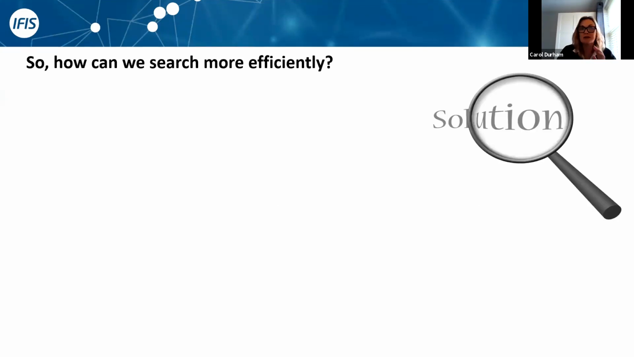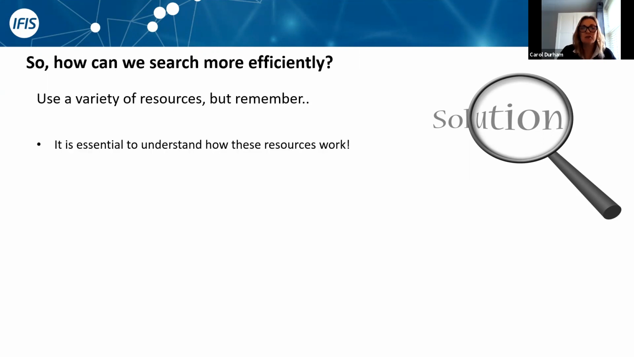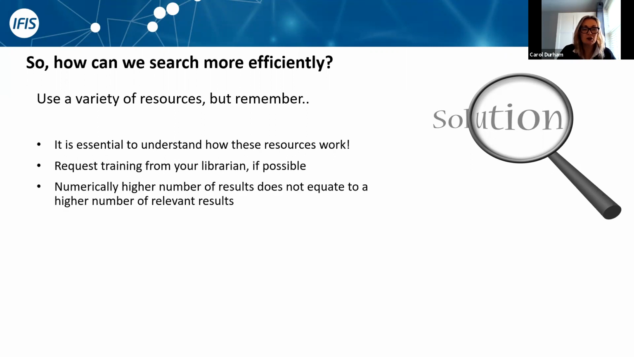So how can we search more efficiently? Well, we can use a variety of resources. We don't all have to use one particular tool, but we need to understand how the resources work. It's good to know that different search tools return different types of results. It's always good, if you can, to request training. If you're a librarian, or lucky enough to have access to a librarian who can offer this type of training, then that's a really good thing to do.